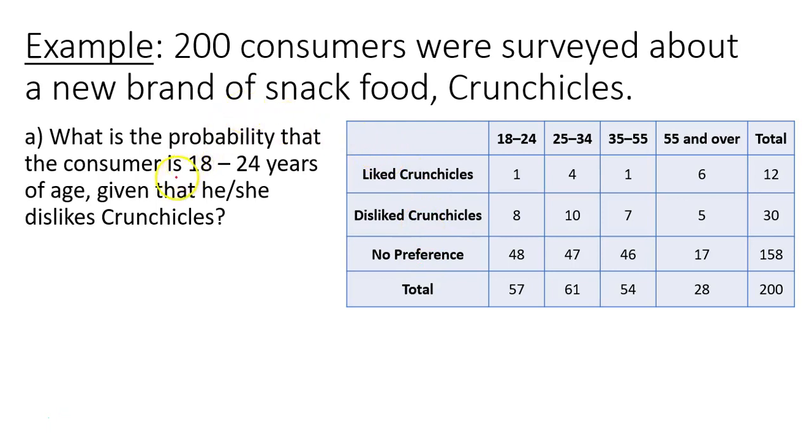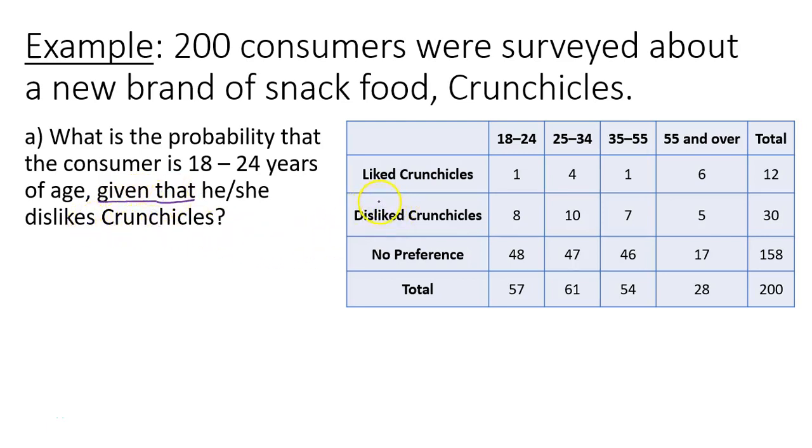So we want to calculate the probability that the consumer is 18 to 24 years of age, given that he or she dislikes Crunchicles. One signal phrase in this example would be the fact that they say, given that. What this means is that we have a conditional probability. What a conditional probability does is it shrinks the sample space down to the given that condition. The condition is that they dislike Crunchicles.